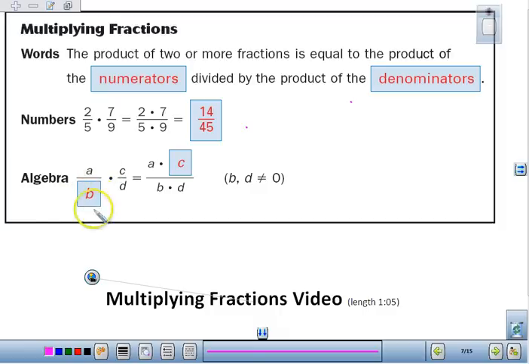How does this look written algebraically? A divided by B times C divided by D, where A times C is going to be divided by B times D. Now, the key thing it says is that B and D can never be 0. Remember, it is undefined to divide by 0. This is an easy quiz question. Undefined to divide by 0. You can never have 0 in the denominator.